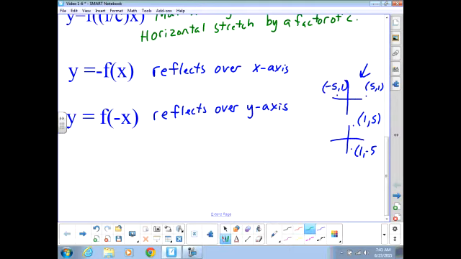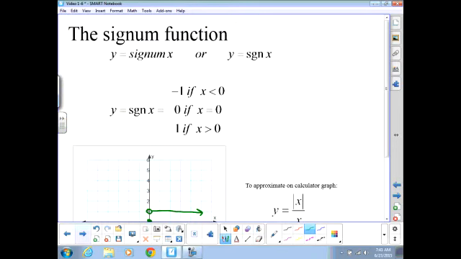Okay, whatever value is negated, it flips over the opposite axis. Inside the parentheses is x's. Outside the parentheses always affects the y's. So that shouldn't be anything new. That's just a little review because we're going to use them with our two new functions. The first function is what's called the signum function.